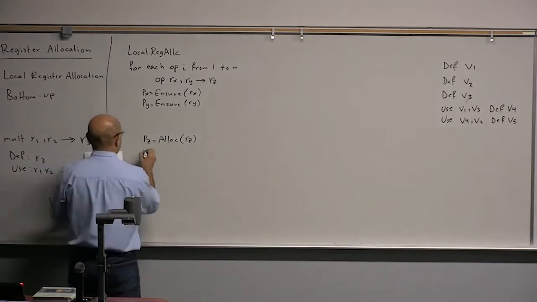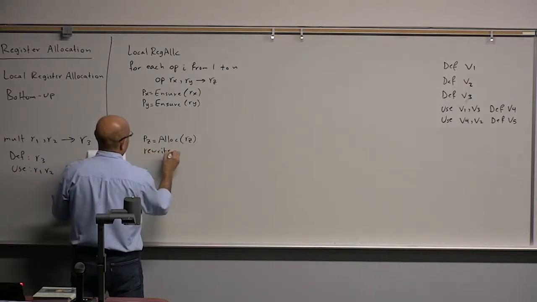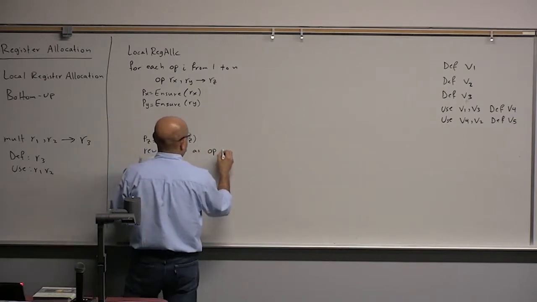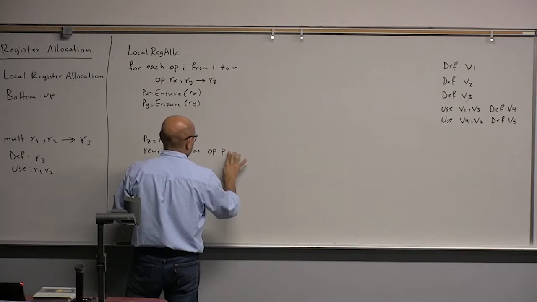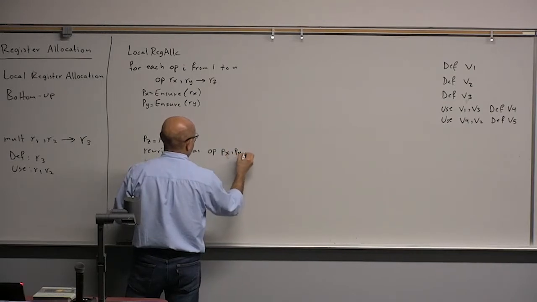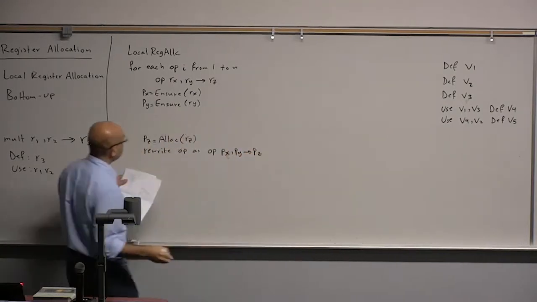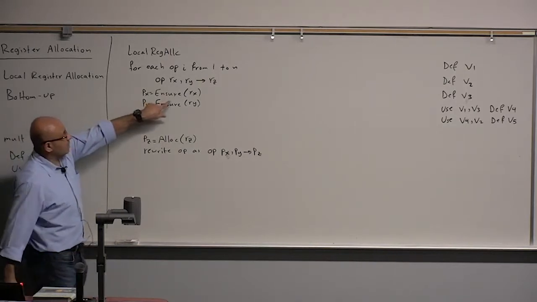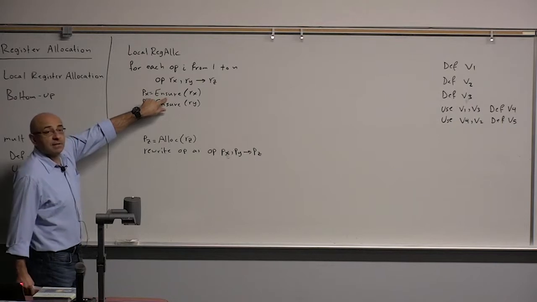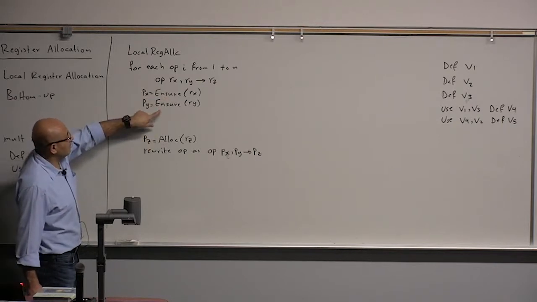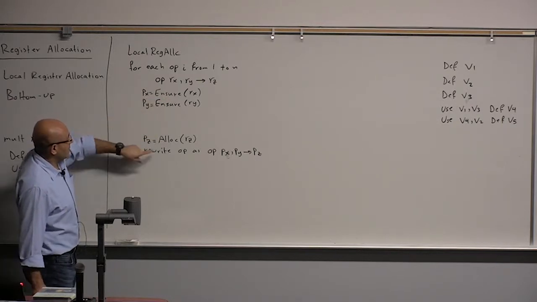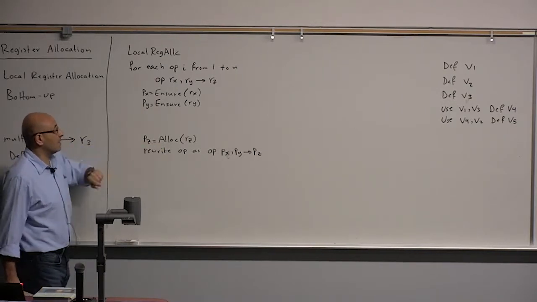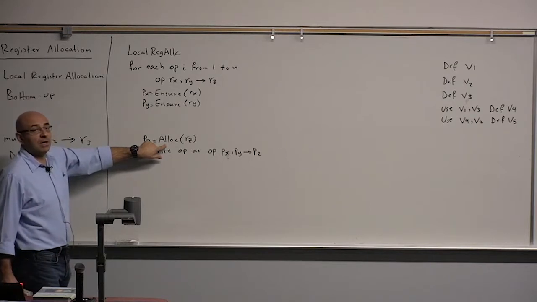Then rewrite op as op px py into pz. Okay, so ensure, find a physical register for this, and find a physical register for this. Then for the destination, we always need to find a physical register. So that's why we go straight to the alloc.